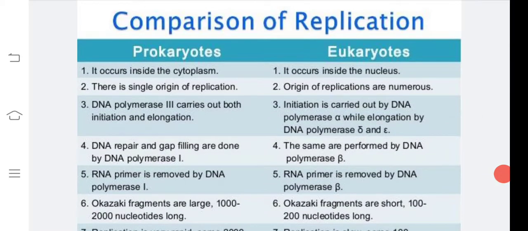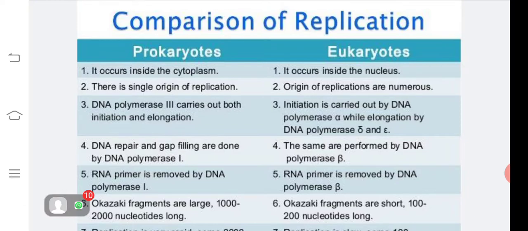In prokaryotes, replication occurs inside the cytoplasm. In eukaryotes, it occurs inside the nucleus. Single origin of replication: what does it mean? Origin means to start. The origin of replication is the place from where the replication starts.